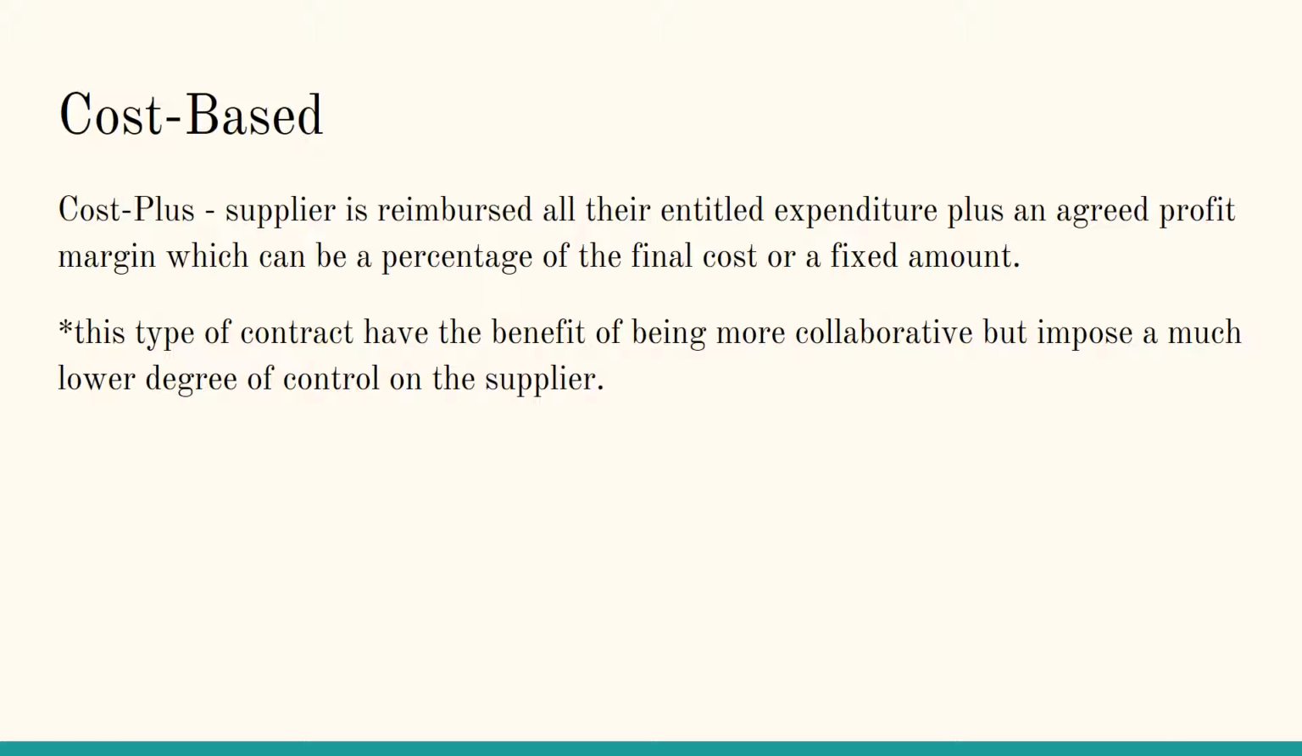Cost-based contracts are another type of contract. A cost-plus contract, where the supplier is reimbursed all their entitled expenditure plus an agreed-upon profit margin, which can either be a percentage of the final cost or a fixed amount. Cost-based contracts have the benefit of being more collaborative, but they impose a much lower degree of control on the supplier, requiring more managerial effort by the purchaser. Compared with the price-based contracts, the level of risk borne by the supplier will reduce, while that of the purchaser will rise. However, the contract will contend with high levels of changes.